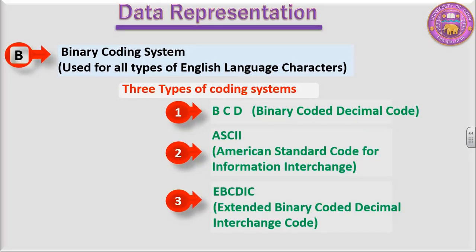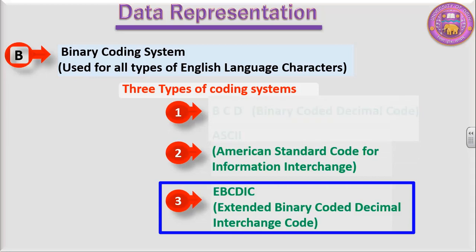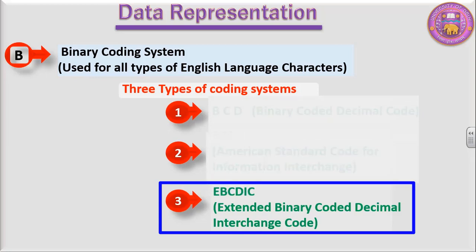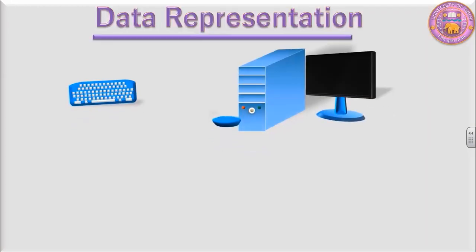We know that in the case of binary coding system, which is used for all types of English language characters, there are three types of coding system. The first one is BCD, Binary Coded Decimal Code. The second one, ASCII, American Standard Code for Information Interchange. And the third one, EBCDIC, Extended Binary Coded Decimal Interchange Code. In this class, our focus will be on EBCDIC. Before that, we need to understand some of the basics.